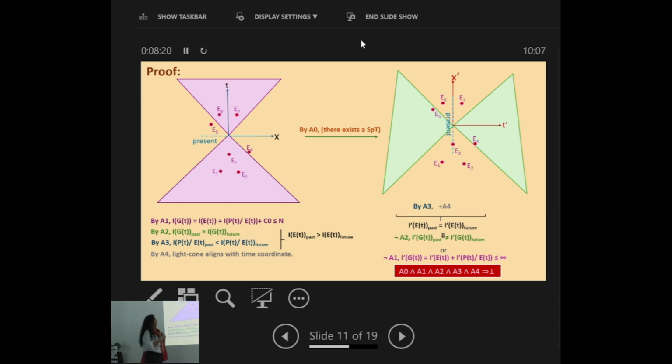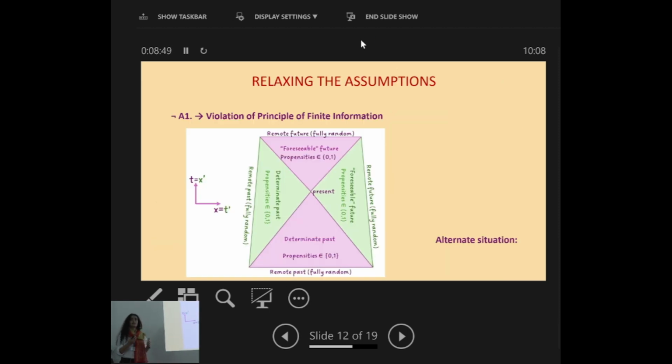But when you do a superluminal transformation, you can arrive at a situation where the past and the future have the same amount of information from the events. This means that either we have to violate the fact that the total amount of information is limited, or the fact that the amount of information in the past and the future are more or less the same.